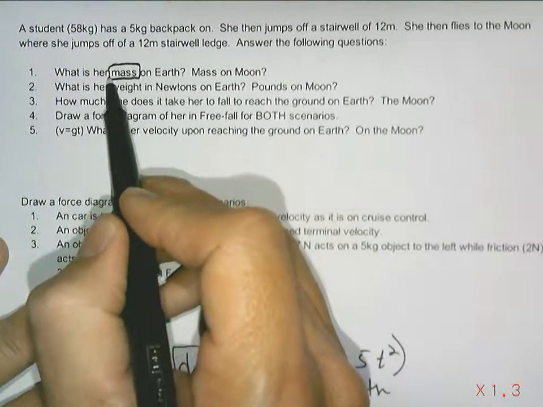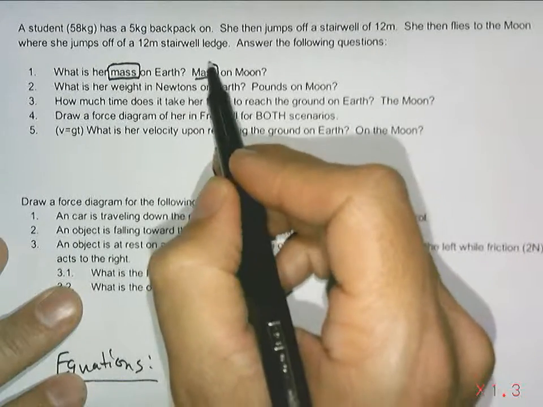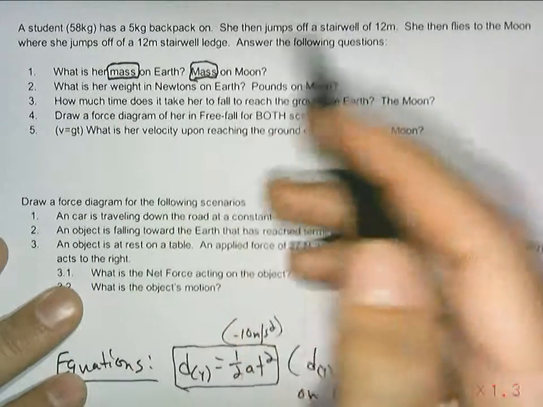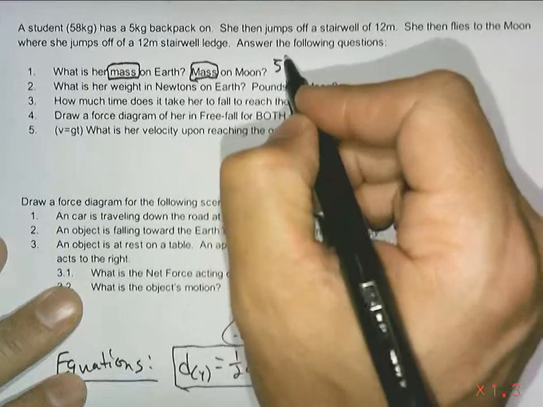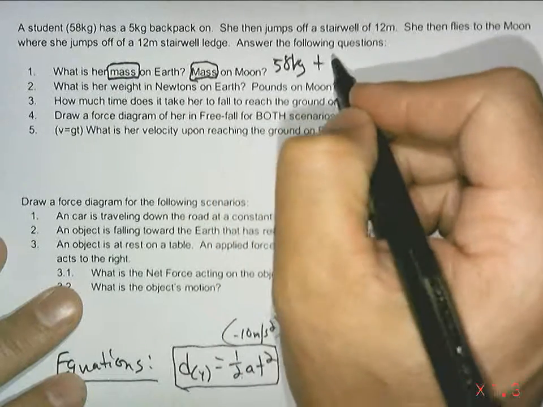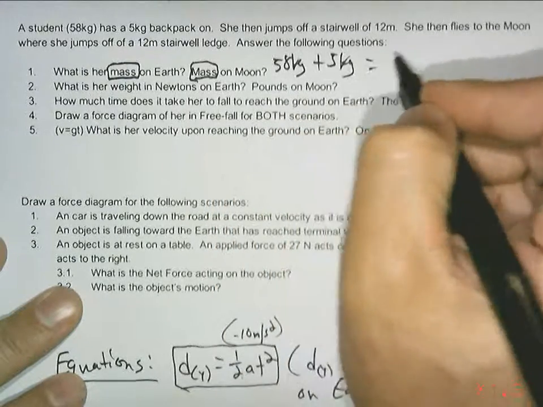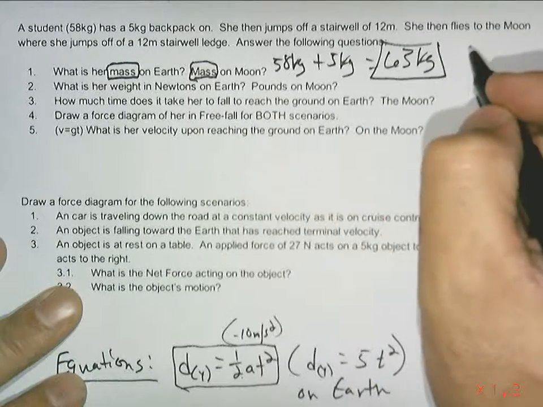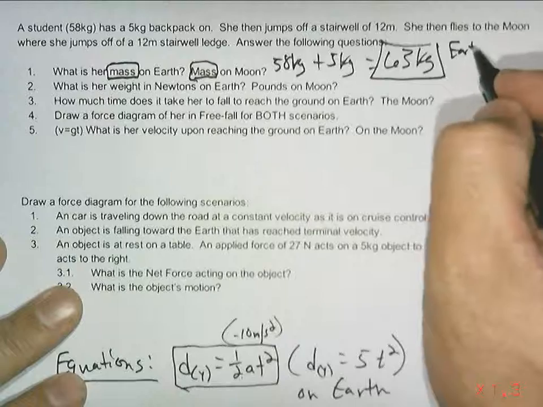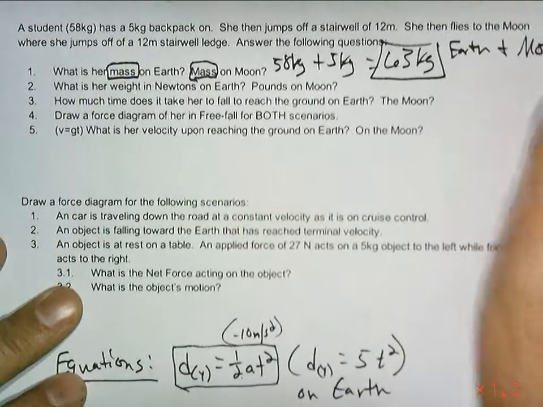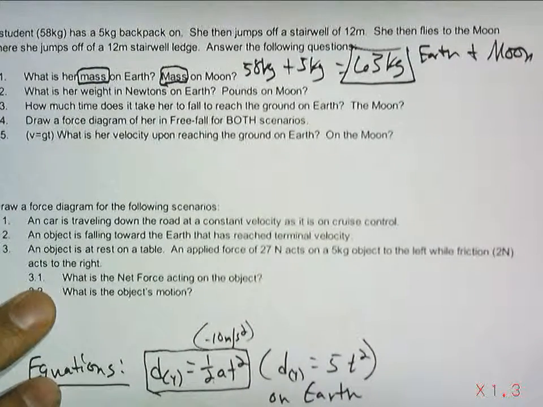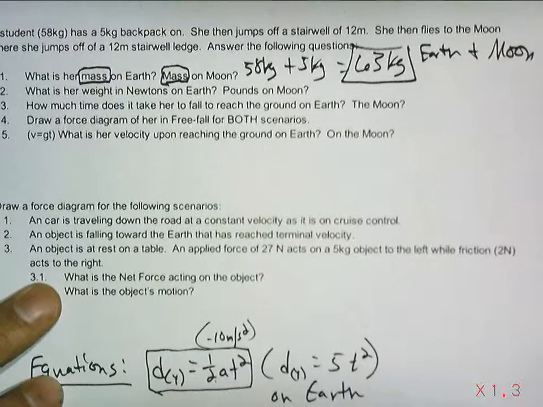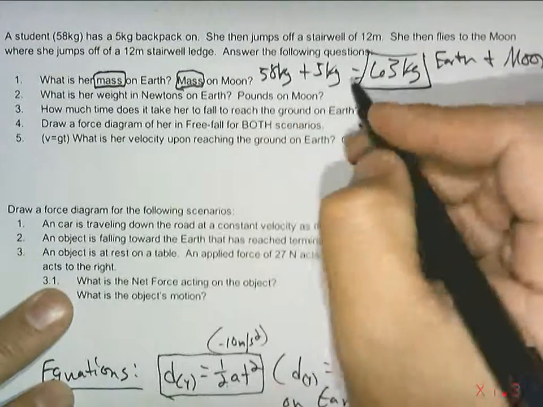It's saying, what is her mass on Earth and what is her mass on the moon? We have to keep in mind that she's 58 kilograms, and we're adding a 5 kilogram backpack for a total of 63 kilograms. She's got 63 kilograms both on Earth and the moon. Mass doesn't change. Only her weight will. We'll find this out. So what is her weight in newtons on Earth?